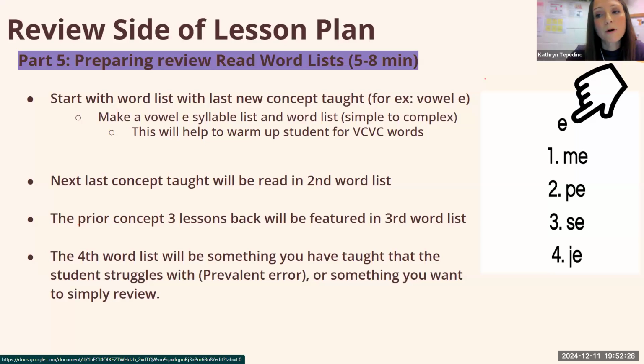I always point to the target. So the target here is E, and I'm going to say, okay, what are all these syllables going to say? They're going to say E. And then I'm going to say, okay, now read all these syllables that say E, and then they're going to read them down. So it's kind of preparing them for what they're going to read. This is very scaffolded. But again, this is for students who are struggling.